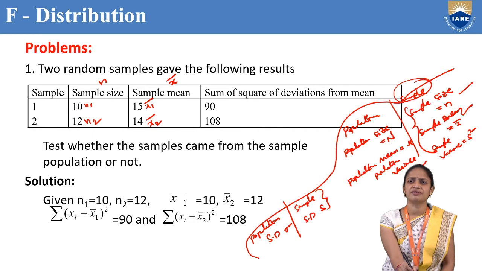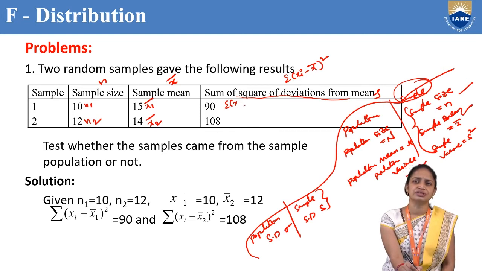Next, the sum of squares of deviations from the means is denoted with summation xi minus x bar whole square. Here we have two values, so that is summation xi minus x1 bar whole square and summation xi minus x2 bar whole square.